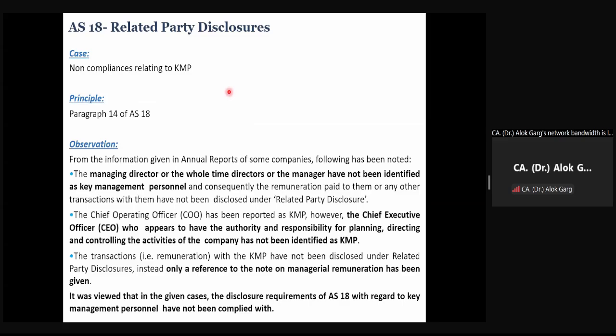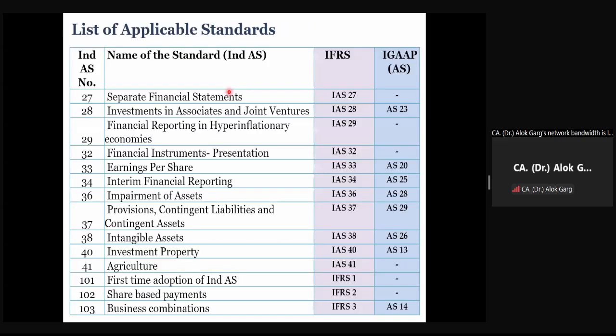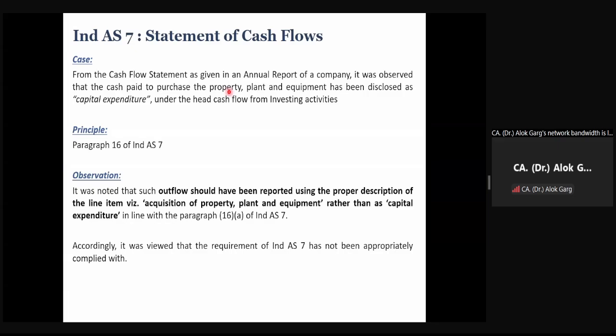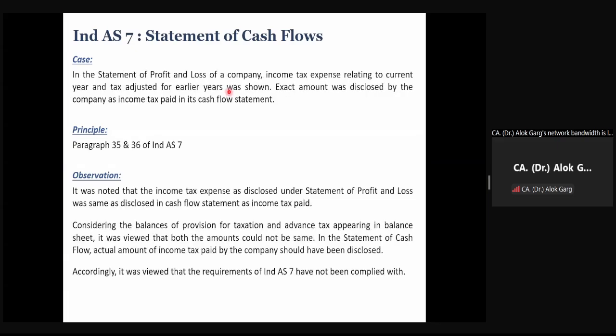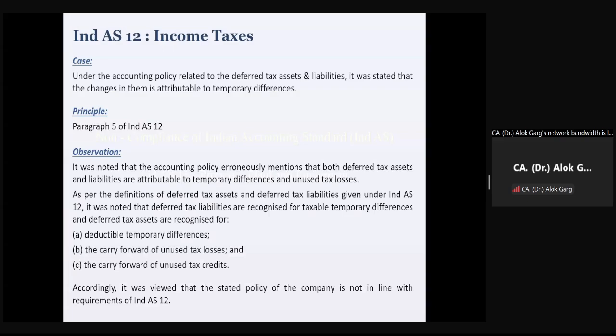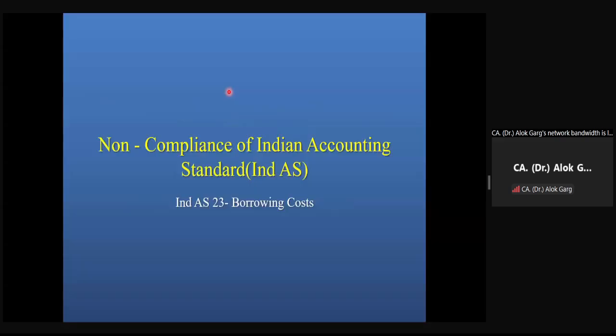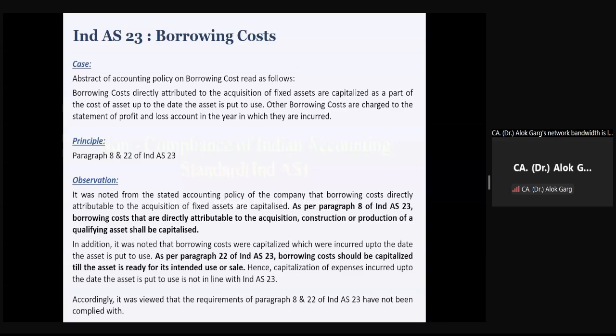So in my presentation, I'll share this presentation with the committee. I have covered the Financial Reporting Review Board and Research Committee, commonly found errors in the AS or Ind AS. So that I have covered already. So I'm not going to read these kinds of non-compliances. I have covered a few non-compliances already. I'm not going to read.